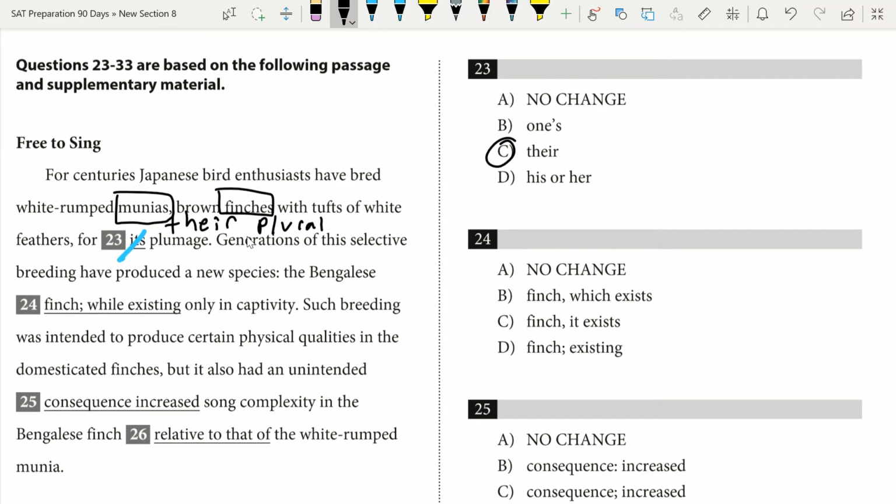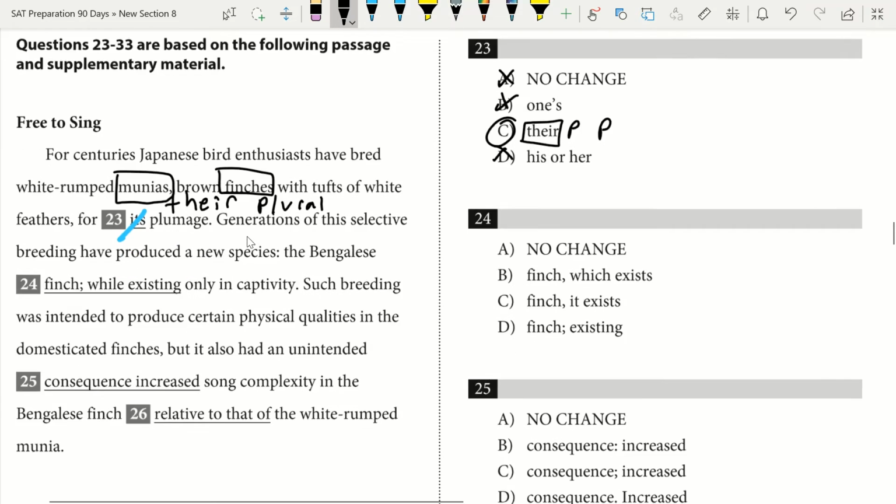Okay, so I know my pronoun here had to be plural, so it can't be one's or his or her, because those are all singular. I need it to be plural and possessive. The option that is plural and possessive is C there. So anytime I have a pronoun that is underlined, I'm always going to look to make sure I match in number whatever subject it's referring to, and then also whether it's possessive. So anytime a pronoun is underlined, I look for the number, and then also whether or not it is possessive. That's the big tip there.